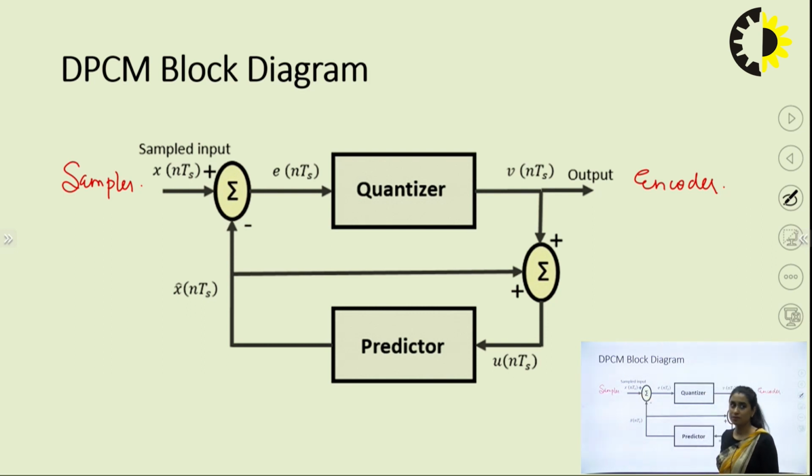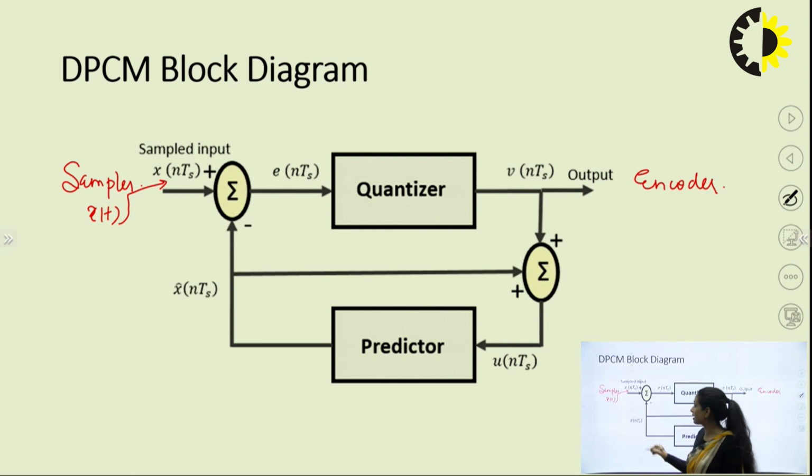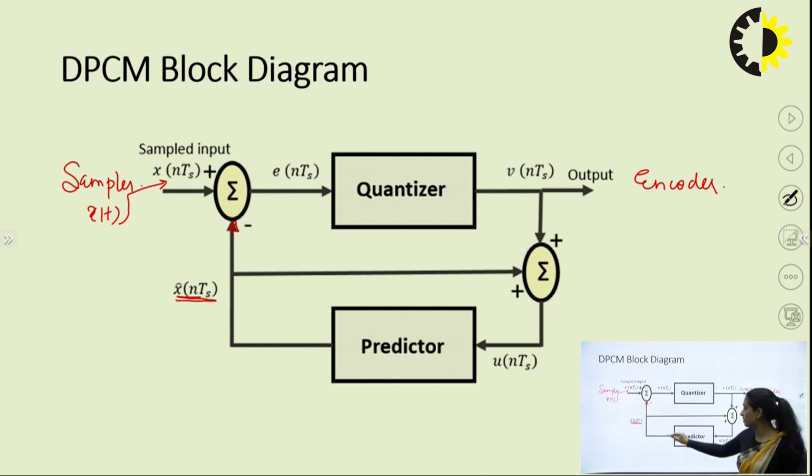If I talk about the sampled input, I know the analog signal looks like this, and after sampling, I get X(nTs), which is the sampled version of x(t). This is the summation circuit. What I receive as another input is the predicted version of the sample. And where do I get it from? I get it from the predictor. And where does the predictor get input from? The predictor gets input from the previous prediction and the quantized value, which is represented as u(nTs).